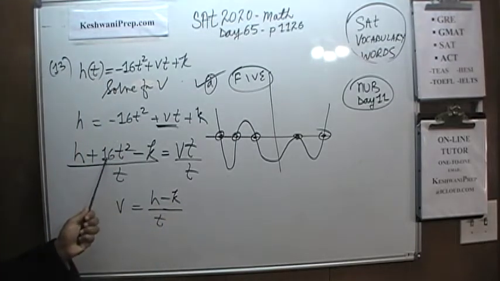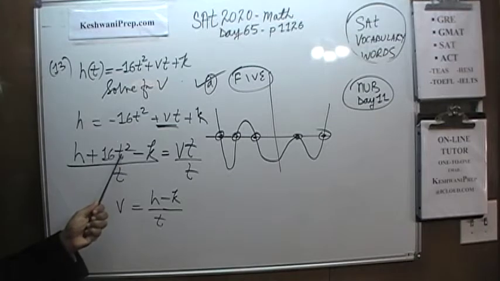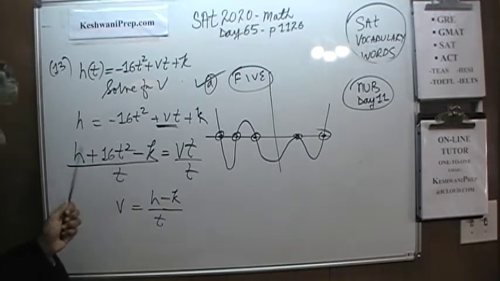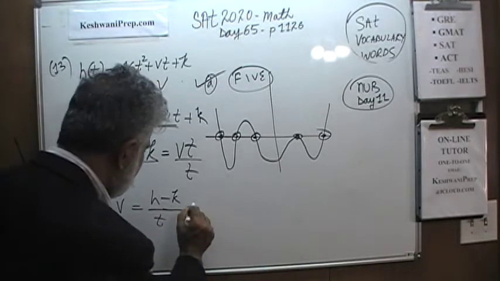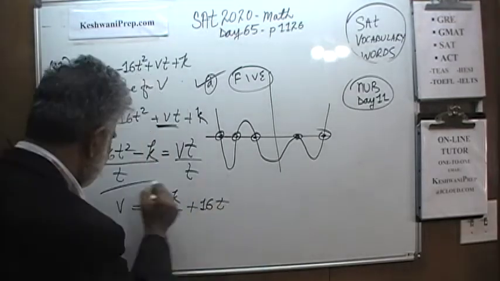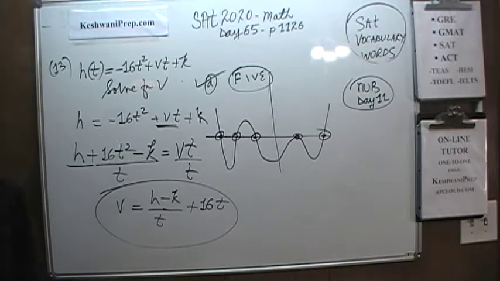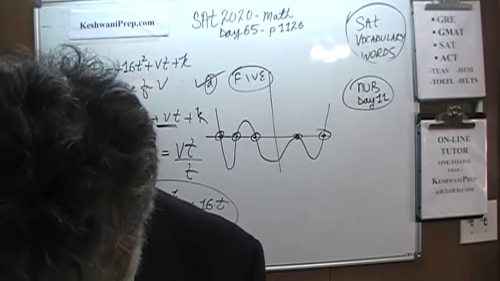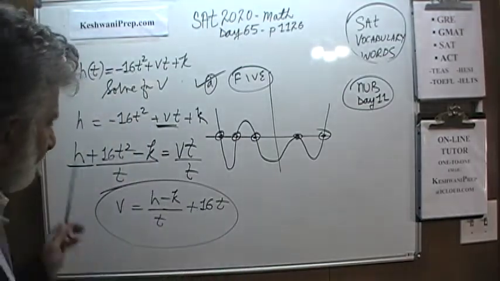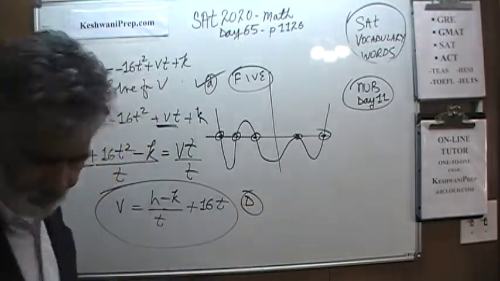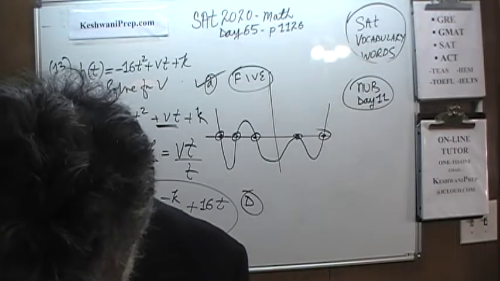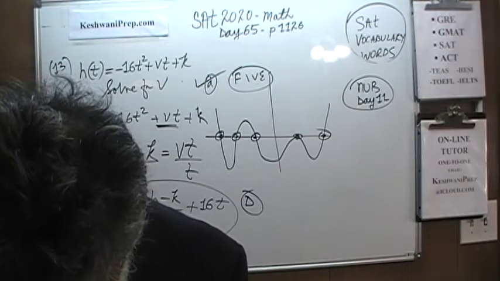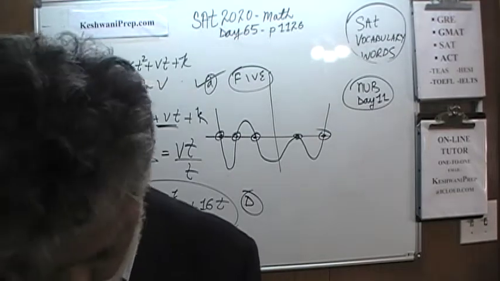And what happens with this term is that we have 16 t squared, divided by t, which is just going to give us 16 t, and it's going to be positive 16 t. There you go. We're looking for something that looks like this. And there is answer choice D, the last one. That's all. Let's move on. Number 14.